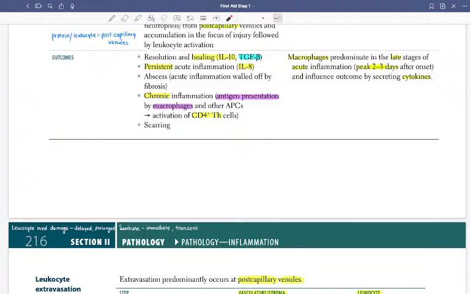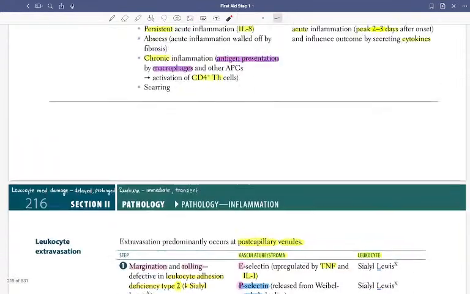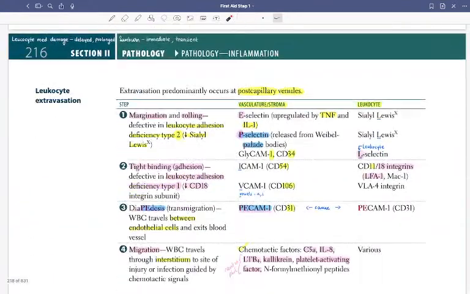Abscesses, fibrosis. Antigen presentation by macrophages for chronic inflammation, CD4 TH. T helper 1 was CD8... and CD4 was T helper 2, we'll see it in immunology. Macrophages predominate in the late stages of acute inflammation, peaking 2 to 3 days after onset. Macrophages will come, cytokines will be secreted. Healing is interleukin 10, TGF beta; interleukin 8 is persistent acute inflammation.